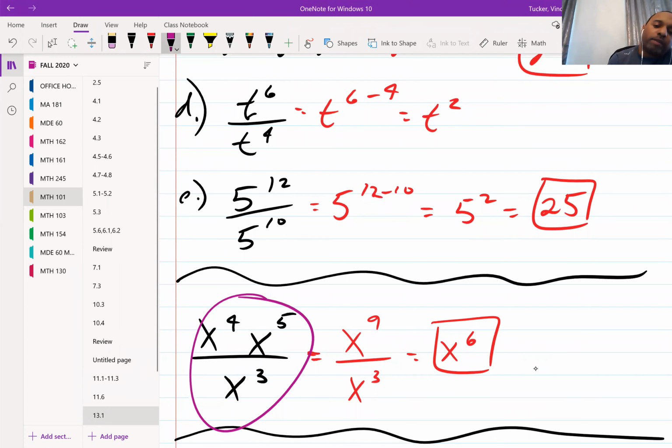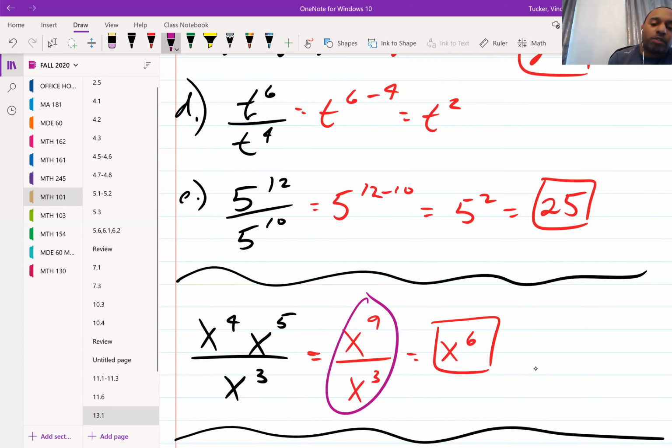All right, next one we have x to the 4th times x to the 5th over x to the 6th. First thing we do is multiply. We have x to the 4th times x to the 5th on top, so add your exponents. Remember, whenever you're multiplying those bases, you're adding your exponents. So 4 plus 5 gives us 9. And then division says that we're going to subtract our exponents. So it'd be x to the 6th.